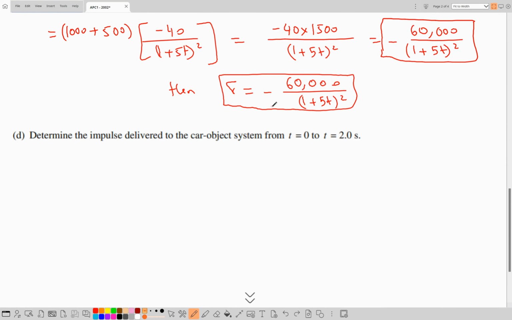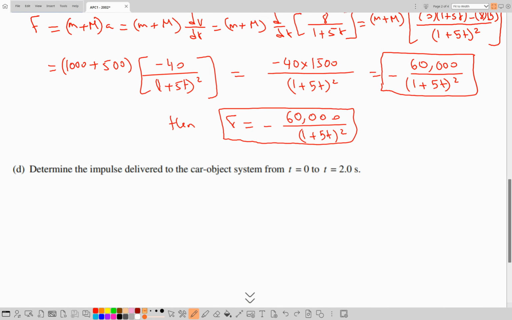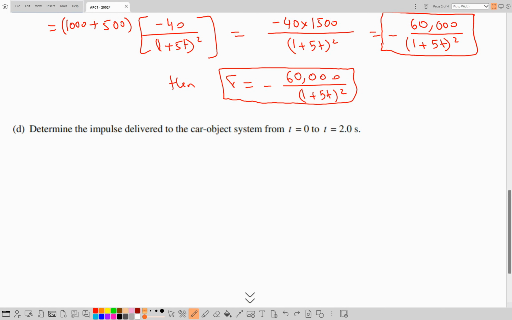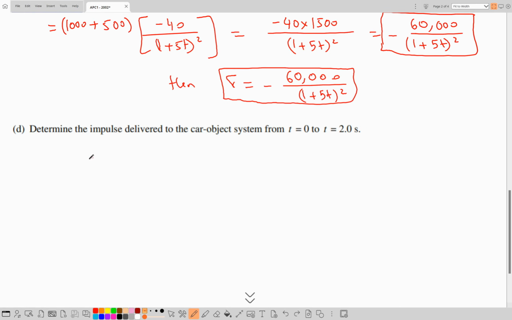Now, before referring to part D, if you look carefully, F is given as a function of time. Why is this helpful? Because especially in the context of collision and momentum, we can determine the impulse, which is basically given by an integral of F over time. And indeed, in part D they're telling us to determine the impulse delivered to the car-object system from 0 to 2 seconds. 0 represents the instant of collision, and t is equal to 2 seconds, governed by F given by this expression.